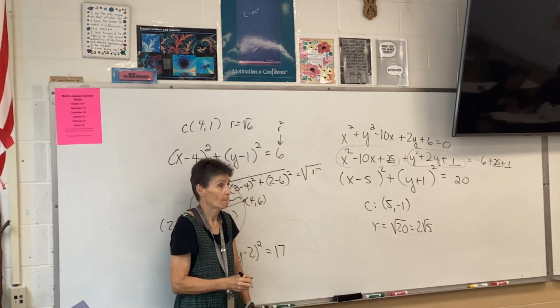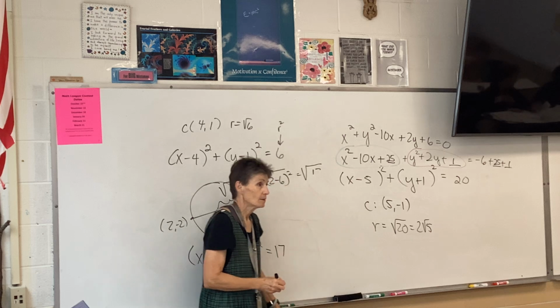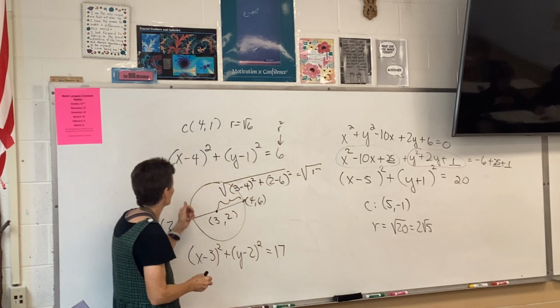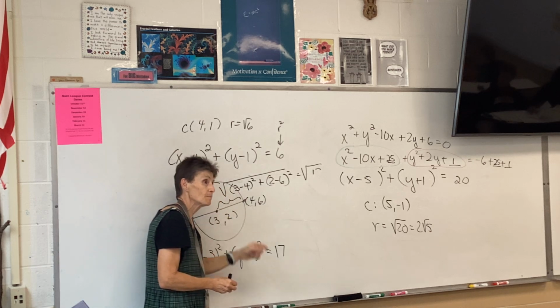How do we get 5 negative? Just go to the opposite of what the equation looks like. In this one, we knew the center was (4, 1), so what did our equation look like? Yeah, the opposite, same thing.